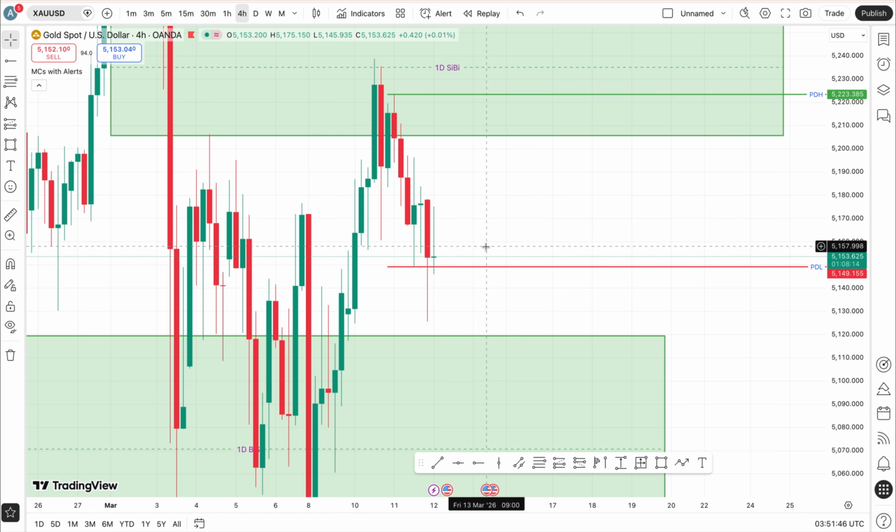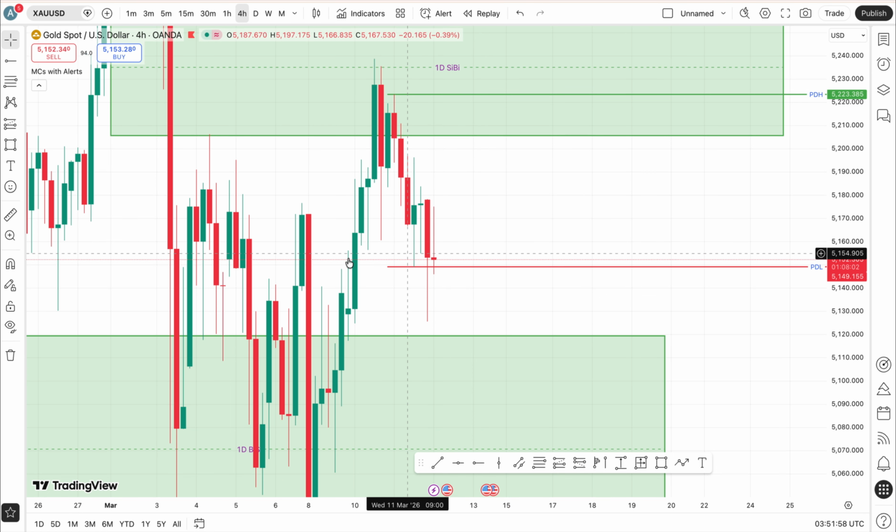The 4-hour time frame helps identify medium-term inefficiencies that institutions often watch. If price moves into one of these gaps, it often reacts because the market is rebalancing previous inefficient price action, which you can see here. These zones act as temporary support or resistance areas depending on the direction of the move.